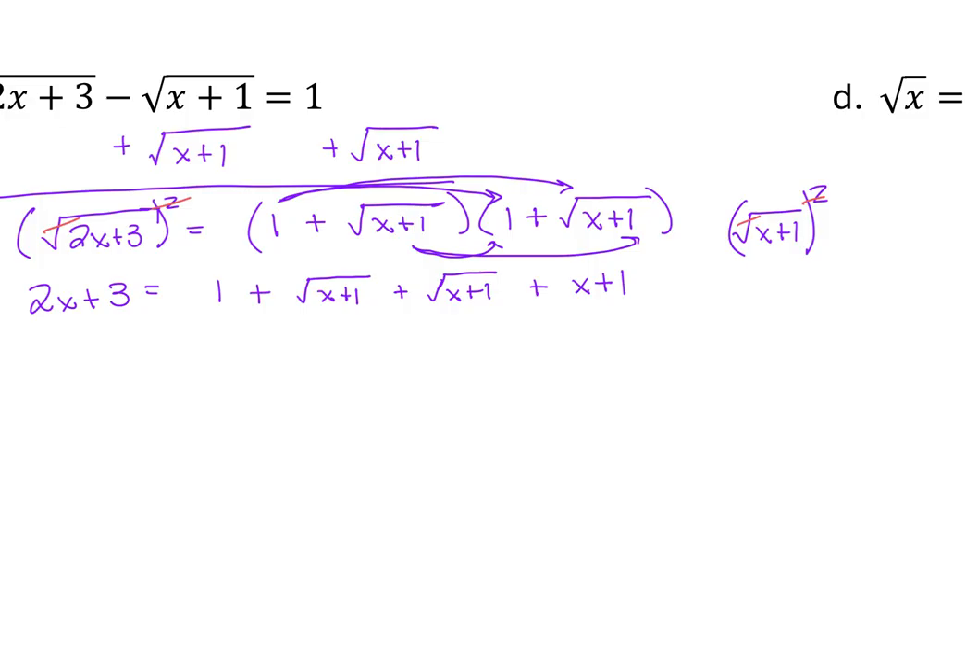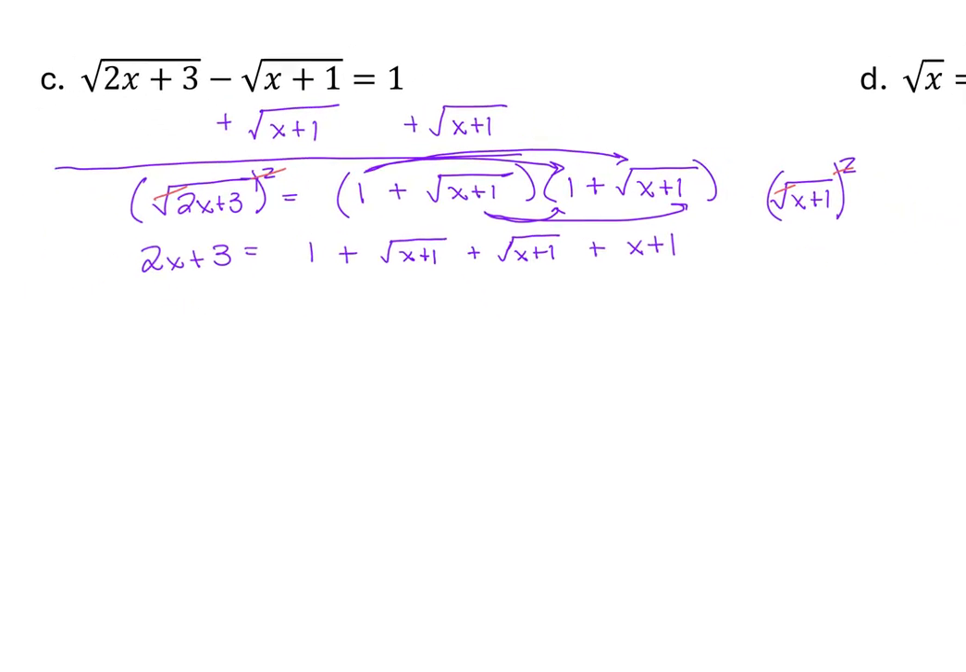All right, if we go ahead and simplify, we want to combine our like terms. And so what we get is 2x plus 3 equals. I can combine my 1s. This becomes a 2. I have a plus x over here. And then I can combine the square root of x plus 1 and the square root of x plus 1. And so when we combine these, how many square root of x plus 1s do we have? We have 2.